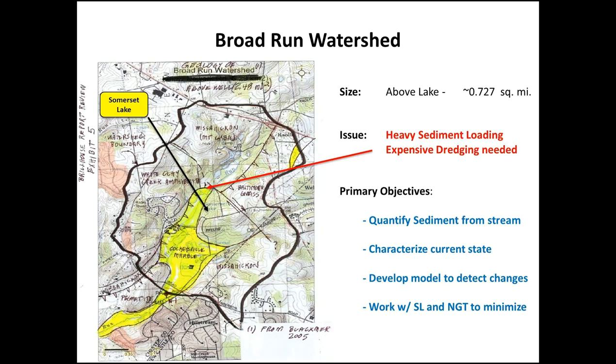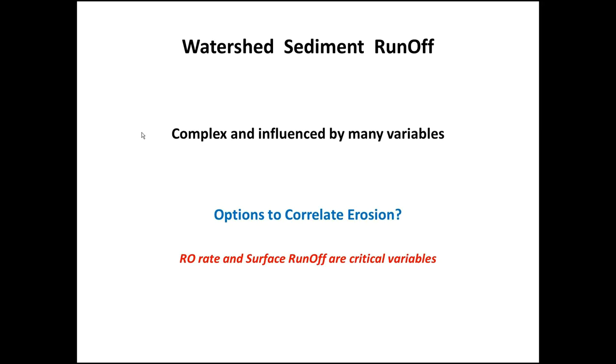So when you look at sediment, first of all, there's a lot of variables in there, and it's complex. And so for us, we wanted to find something that was relatively simple that hadn't been done in the literature, at least that we could find, to be able to correlate erosion to a very few set of variables for a particular watershed. So we focused on the hydrograph.